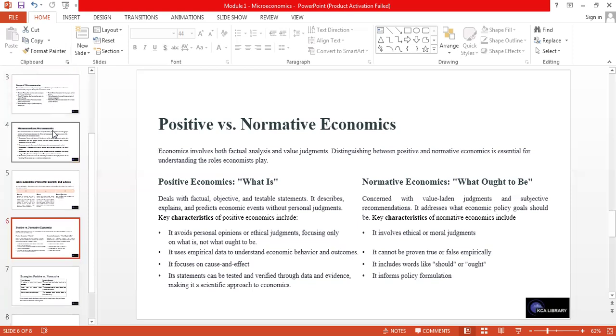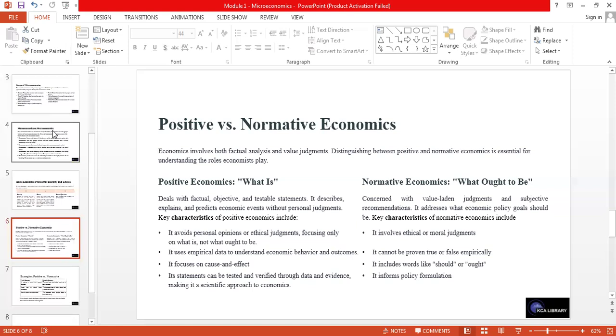We also have positive versus normative economics, which is a very important aspect of microeconomics. Economics involves both factual analysis and value judgment. And distinguishing between these is very, very important in understanding its role when we talk about economics.